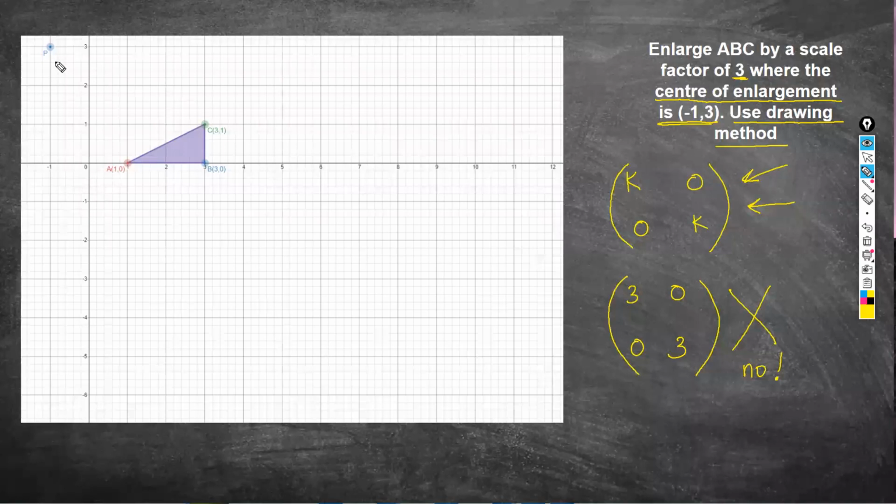Because the center of enlargement is not the origin, you have no choice but to use the drawing method, since the matrix method is not available to you. So pretend you are standing at point P and shoot your lasers and see if you can do this question without my help for the first 2 minutes.